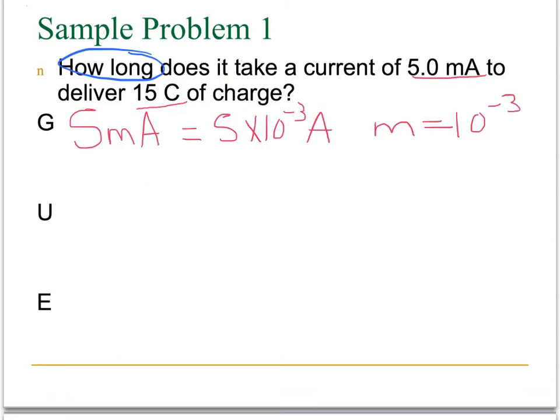Our other given information is 15 coulombs. There is no SI unit prefix in front of this, so we do not need to convert. Our unknown for this problem, the question says, how long does it take? How long is a reference to time. So for unknown, we're going to write t equals a question mark. We know that the equation for current, remember we use I for current, equals charge divided by time.